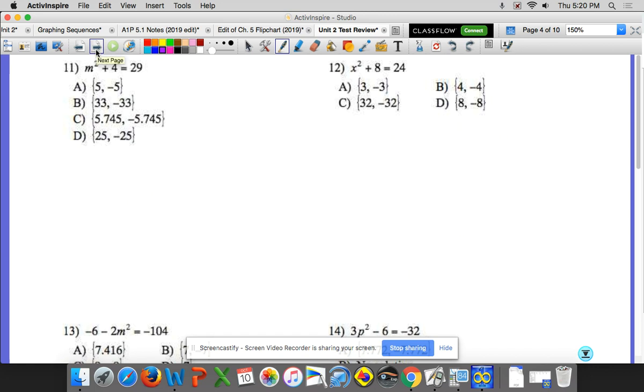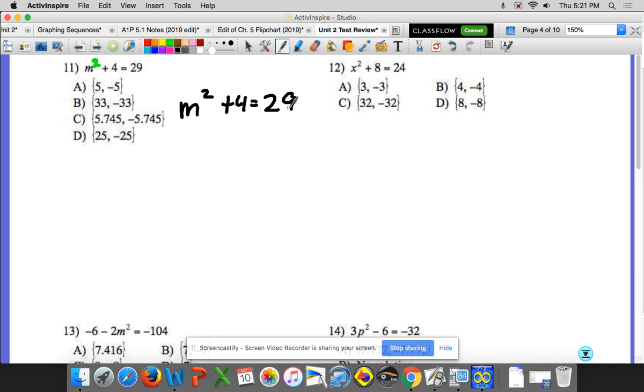All right, so for number 11, we are introducing something a little new on this one. And if you don't notice it, hopefully you do right away. We've added a square. Although we've added a square, the process is still going to be the same. So I'm going to rewrite this. We have m squared plus 4 equals 29.